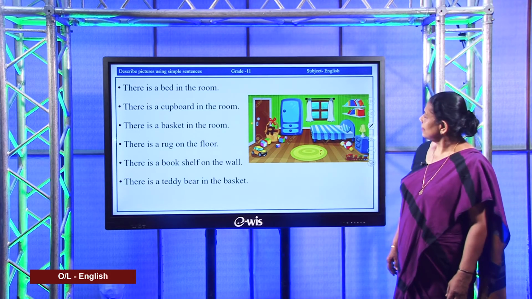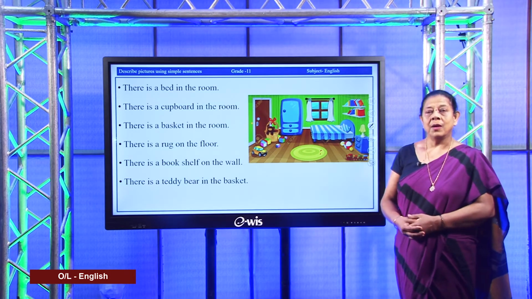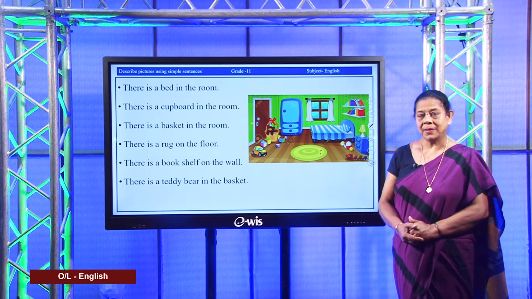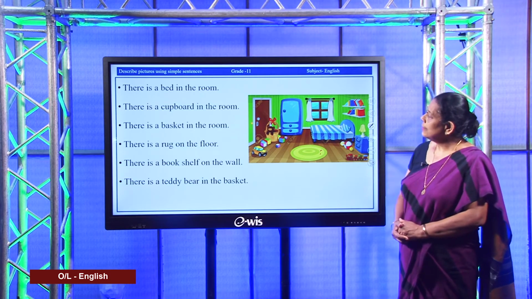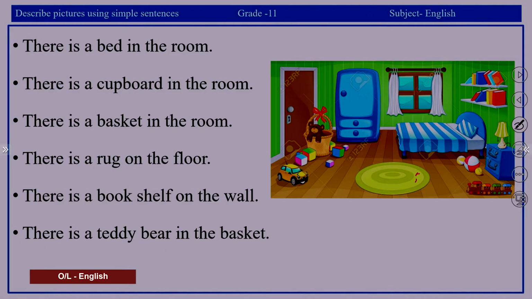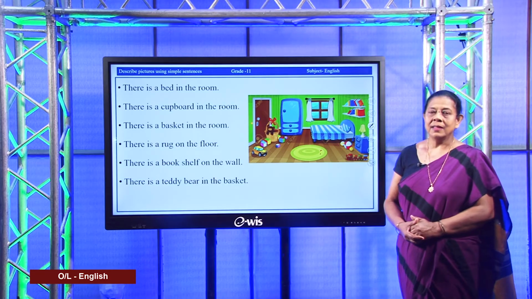So in this activity, you practice how to use there is. Right? There is a bed in the room. There is a cupboard in the room. There is a basket in the room. There is a rug on the floor. There is a bookshelf on the wall. There is a teddy bear in the basket. Now you know how to describe pictures using there is and there are. We'll do another activity.